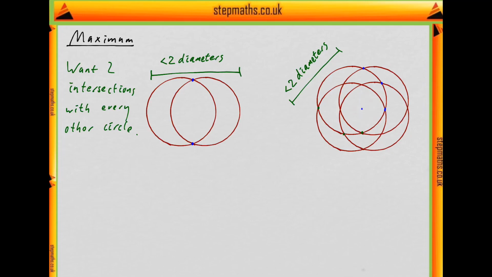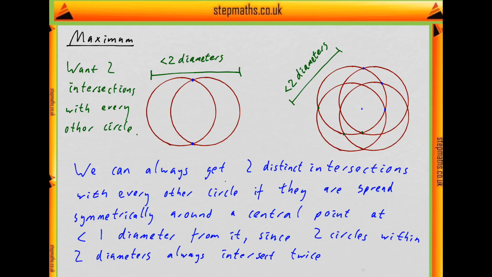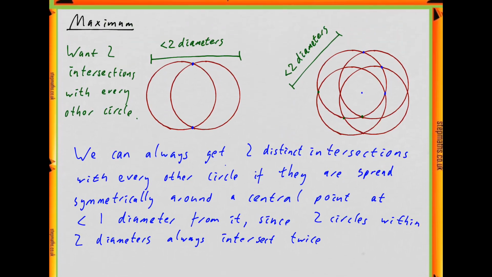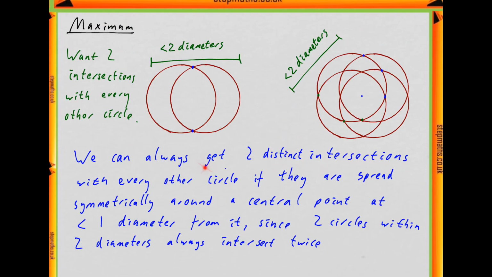So let's explain what we're doing. We can always get two distinct intersections with every other circle if they're spread symmetrically around a central point at less than one diameter from it. Because, as we said before, two circles within two diameters always intersect twice. And the symmetry means that those intersections aren't the same. Okay, great. So we can always continue this pattern.